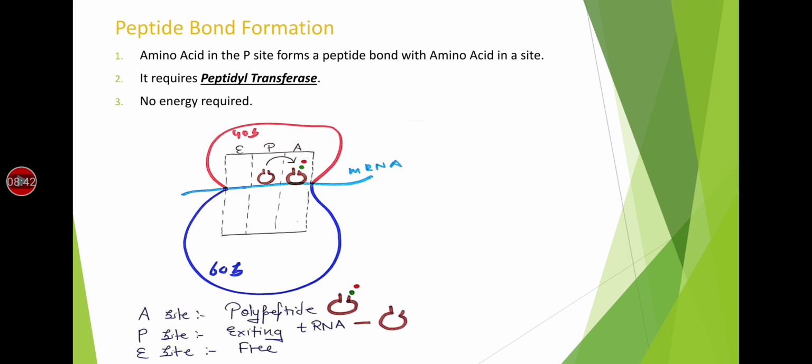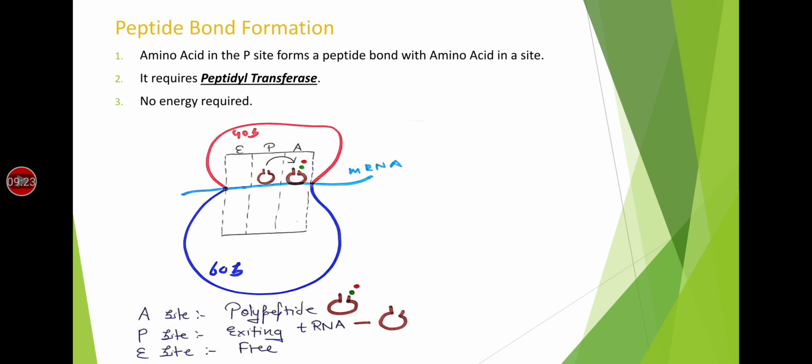Next step is the formation of peptide bond. In peptide bond synthesis, what happens is the amino acid which is seen in the P site will form the peptide bond with the amino acid in the A site. Methionine is seen in the P site as we have already discussed. So the carboxylic group in the methionine will form a bond with the amino group of phenylalanine and this is what is referred to as peptide bond formation. This process requires peptidyl transferase activity and very importantly, no energy is required in this process.